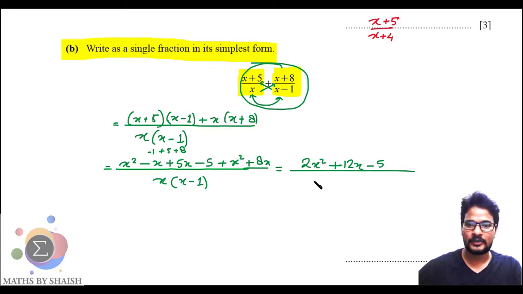The denominator is again the same, or we can multiply it out, that's not going to make any change because both answers are accepted. So it is x times (x minus 1), and then we write this answer over here, and that's the single fraction in its simplest form.